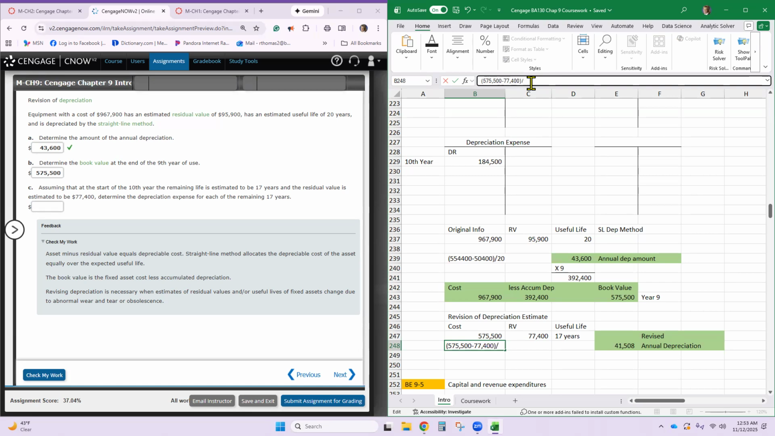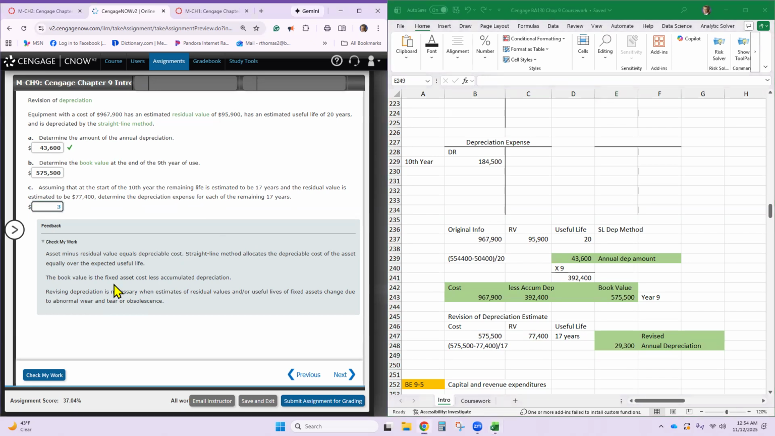Divided by 17. Divided by 17. 29,300. Assume determine the depreciation expense for each of the remaining 17 years. It looks like it's going to be 29,300.